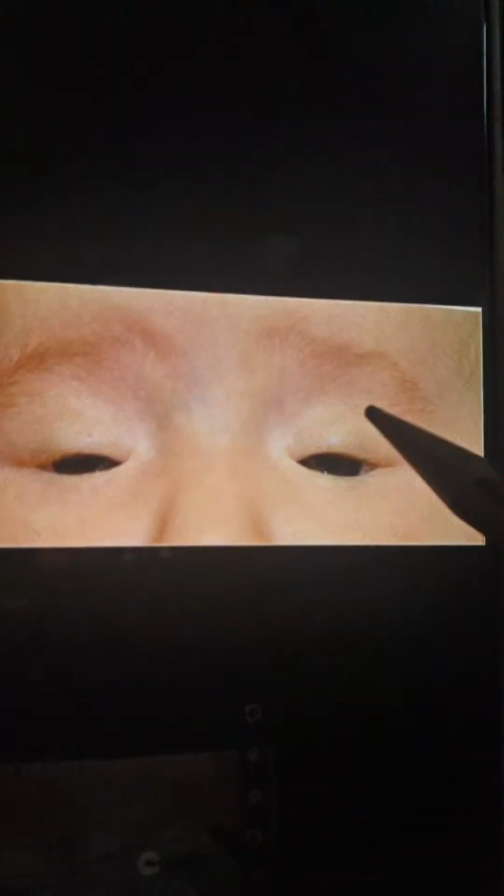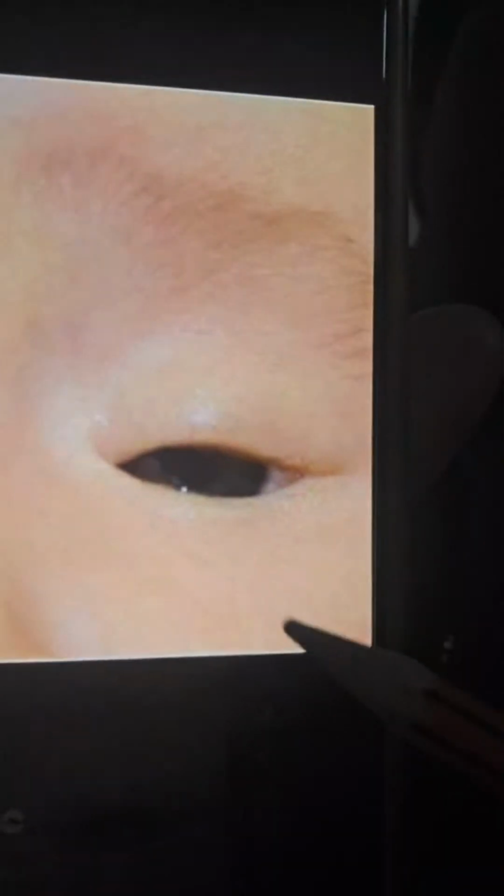This extra skin fold over the medial canthus is called an epicanthal fold, or epicanthus. You must have seen it in Down's babies. In Down's babies, there is this epicanthus, but that fold arises from the upper lid and goes down. Here it is the opposite. See, it is arising from the lower lid and going up. So this is epicanthus inversus. Sure, everyone?